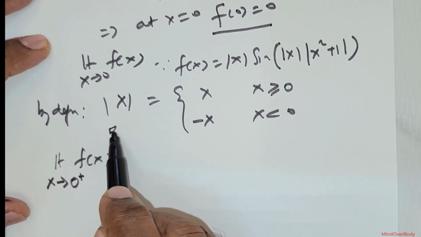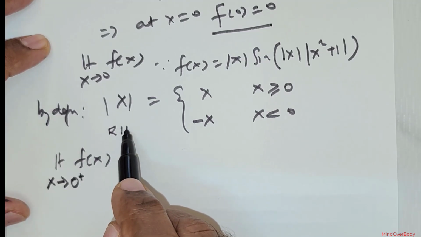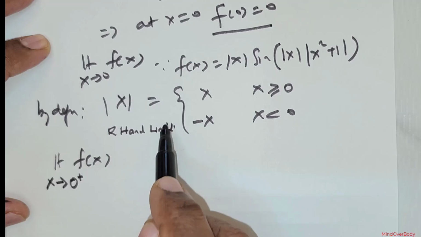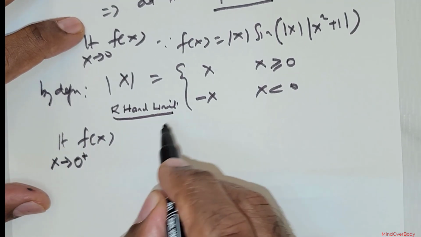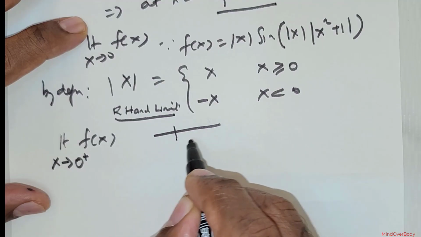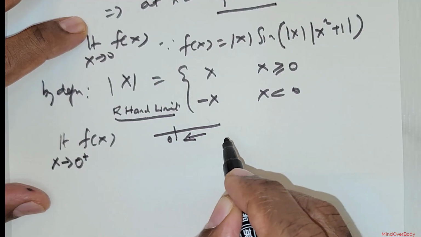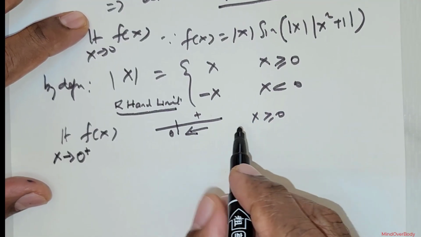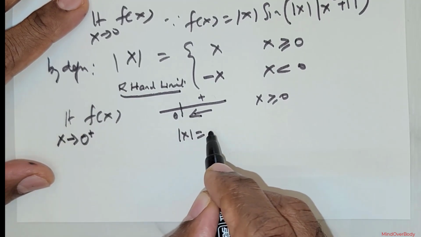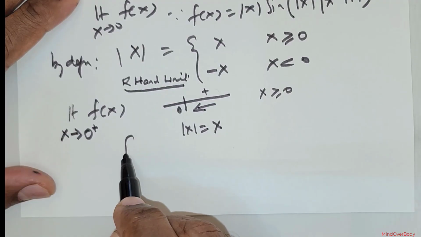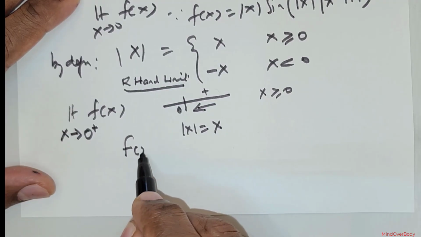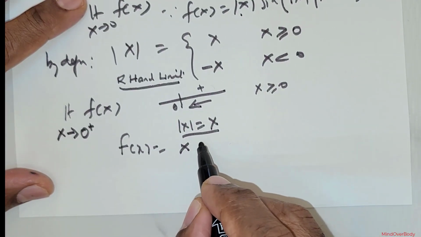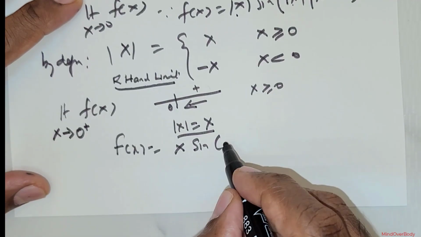So this means I am trying to evaluate the function, what we call the right hand limit. So let's do that. If you take the number line, we have x here, we are moving from the right hand side, so this is the positive side. So for x greater than or equal to 0, I'm going to take the modulus value to be equal to x. So first we will have to set the function up. So f of x is going to be modulus of x is equal to x, so x will be there, and sine of x is going to be here.